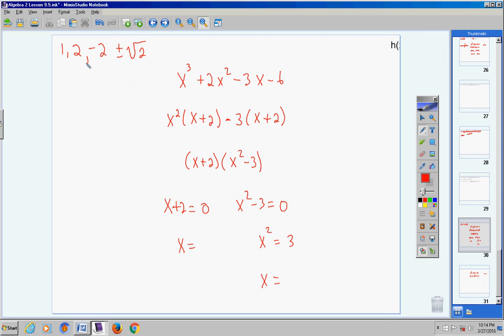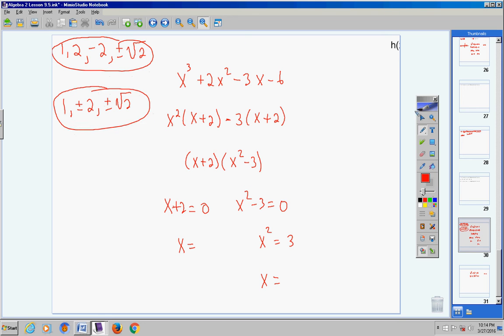And by the way, if you want to shrink this list, you could write it like this: 1, comma, positive negative 2, comma, positive negative square root of 3, because you have a positive 2 and a negative 2. No, I don't care how you write it. This is fine, and so is this.